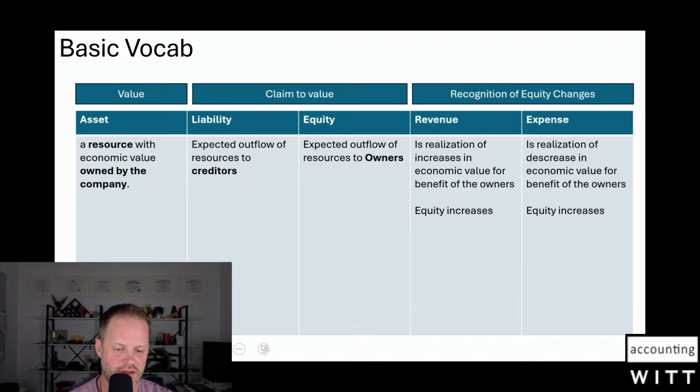So let's just say you've got assets, liabilities, equity. You need to know what those are. And then net income is the change that's happening. And you could break that into revenue and expenses.